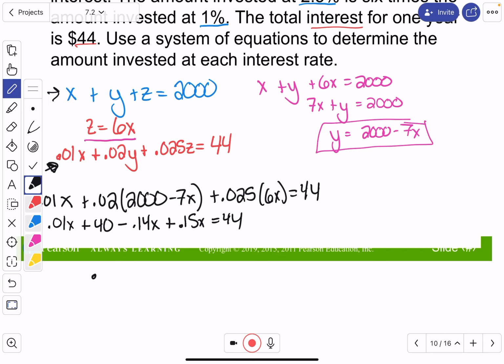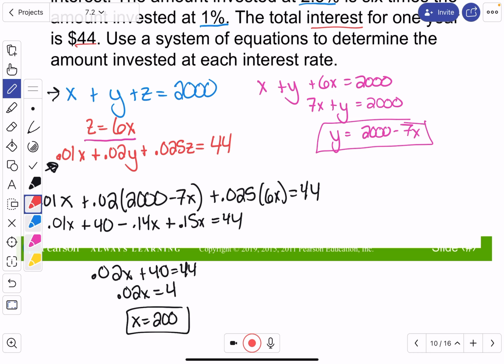Combine like terms, we get 0.02x plus 40 equals 44. Subtract 40 from both sides. x equals 200. So that means $200 went into the 1% interest.